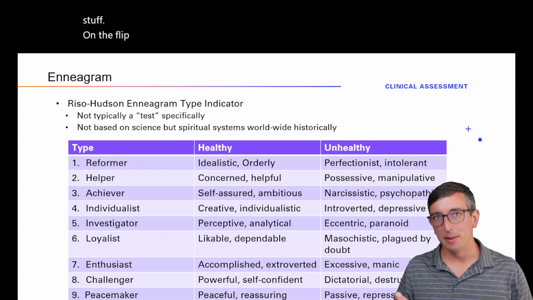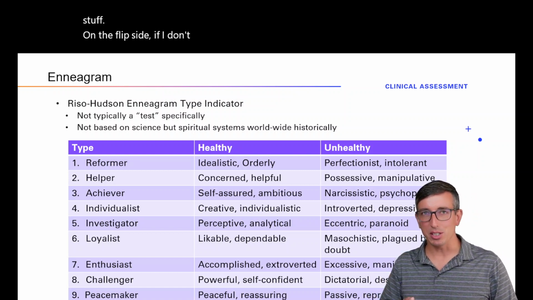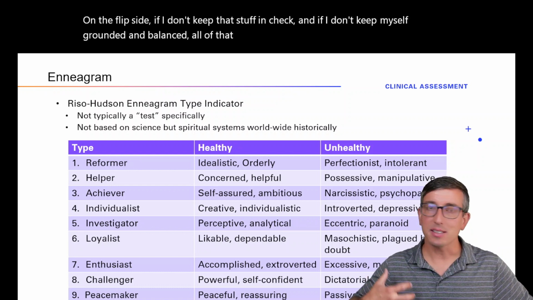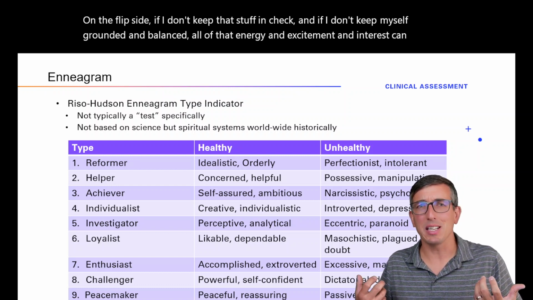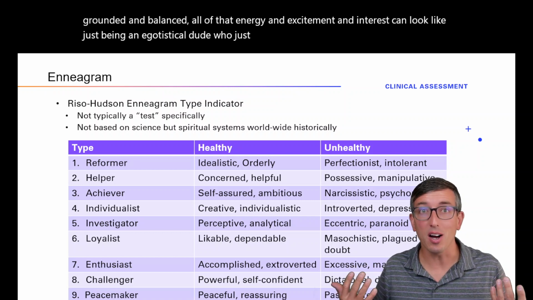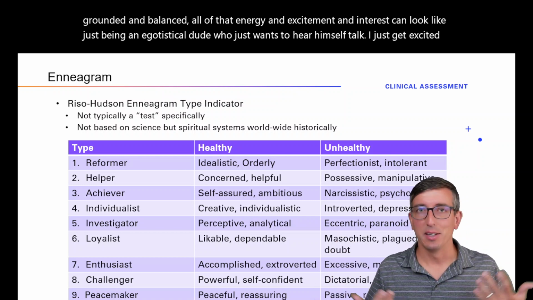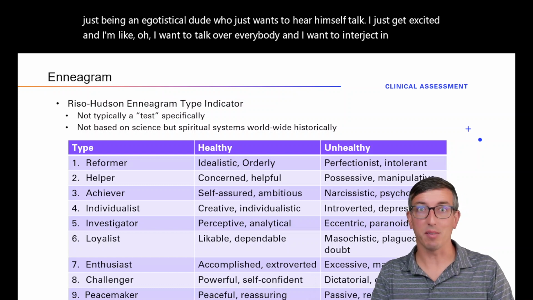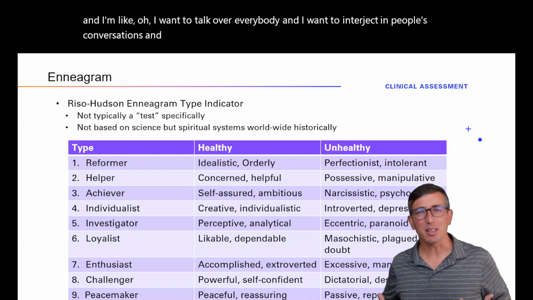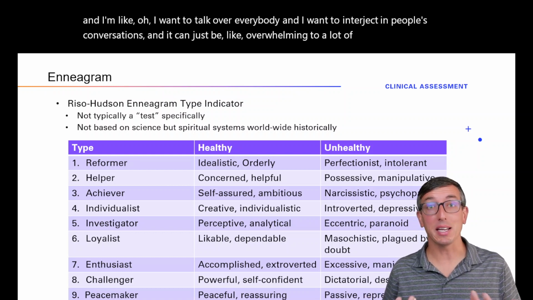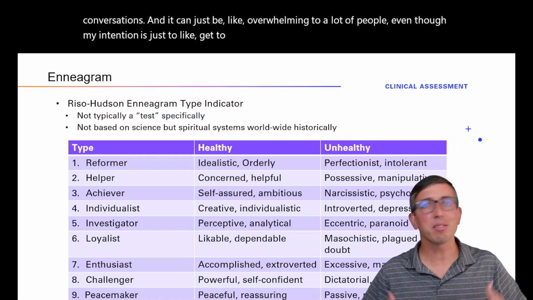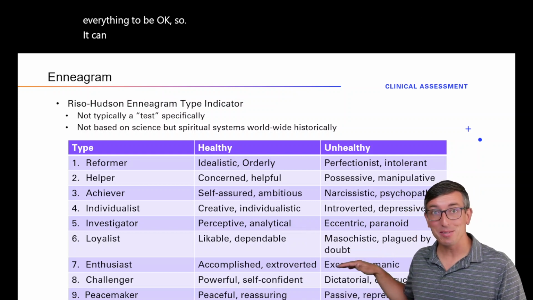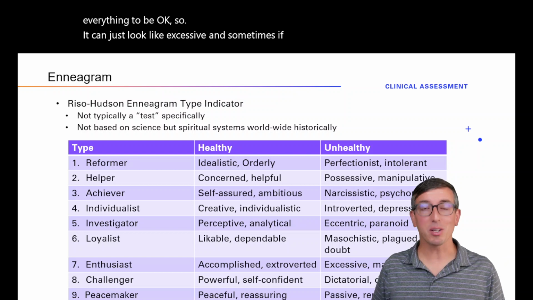On the flip side, if I don't keep that stuff in check, and if I don't keep myself grounded and balanced, all of that energy and excitement and interest can look like just being an egotistical dude who just wants to hear himself talk. I just get excited and I'm like, oh, I want to talk over everybody, and I want to interject in people's conversations, and it can be overwhelming to a lot of people, even though my intention is just to get to know people and have a good time, and I want everything to be okay. So it can look excessive, and sometimes if taken to extreme, it can be kind of manic.